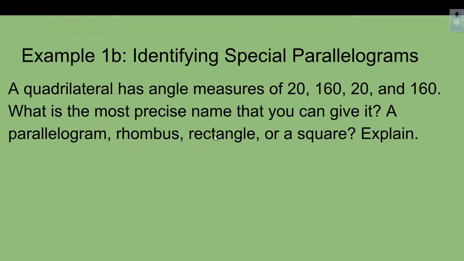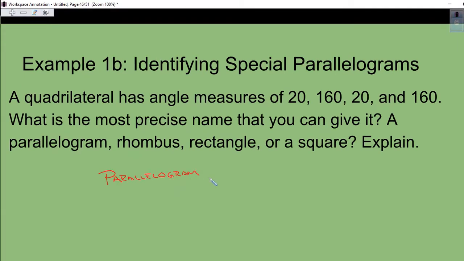All right, let's take a look at the next one. So this one says, and I've changed the wording from your paper, a quadrilateral has an angle measure of 20, 160, 20, and 160. What is the most precise name you can give it? A parallelogram, a rhombus, a rectangle, or a square? So I'll give you a reason why at the end. So pause the video, figure it out, and come back and check your answer when you're done.